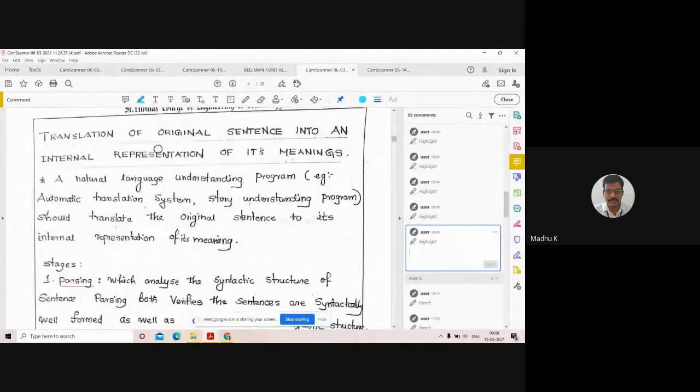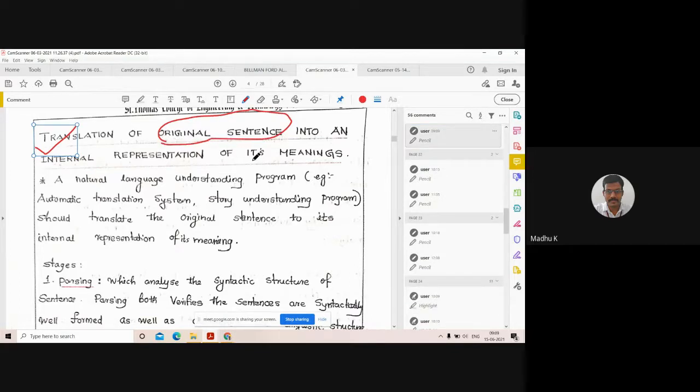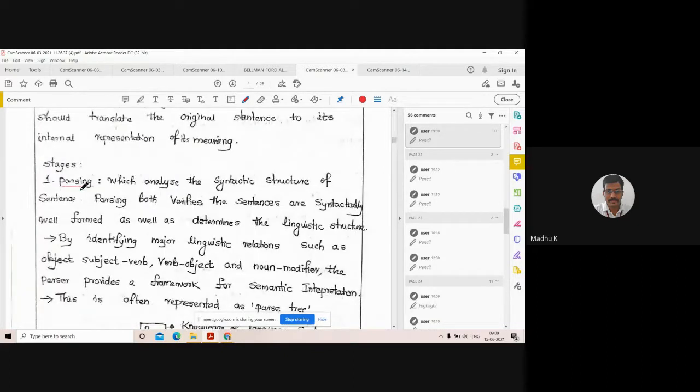Next topic is translation of the original sentence into an internal representation of its meaning. This is also important. In this we will study how we can convert an original sentence into its internal representation of its meaning. So the first step is parsing, which analyzes the syntax structure and creates a syntax tree.